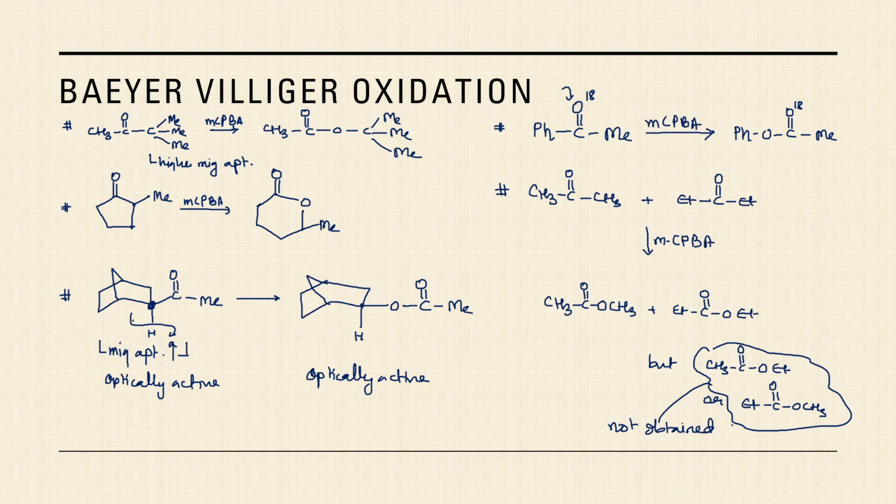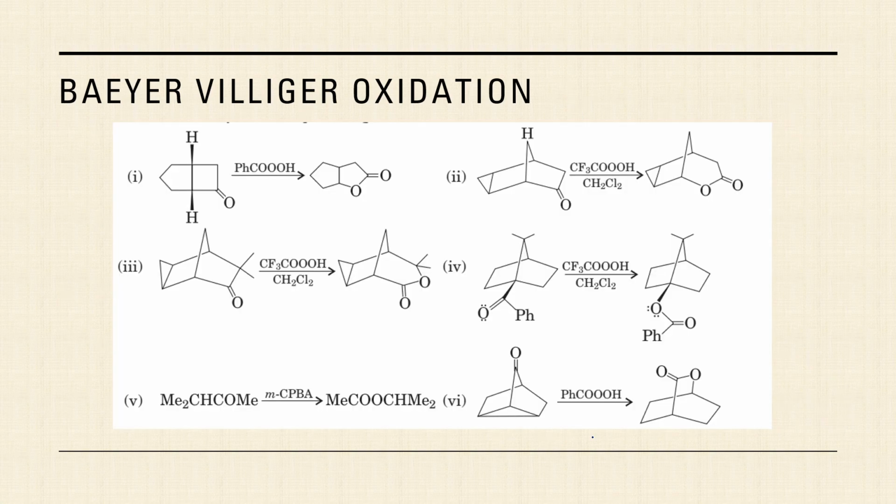These will not be obtained. इसका मतलब Baeyer-Villiger oxidation doesn't give crossover products. This is very important. So मैंने आपको कुछ examples दे दिए. Let's look at certain cases जहां पे Baeyer-Villiger oxidation हो रहा है. How do I identify कि किधर insertion होना चाहिए?